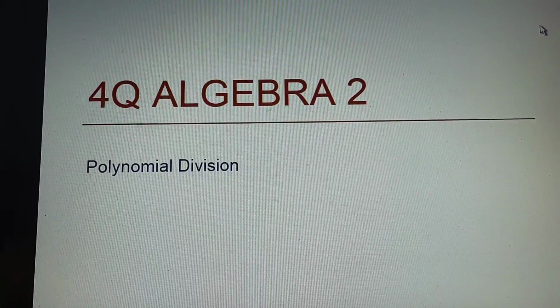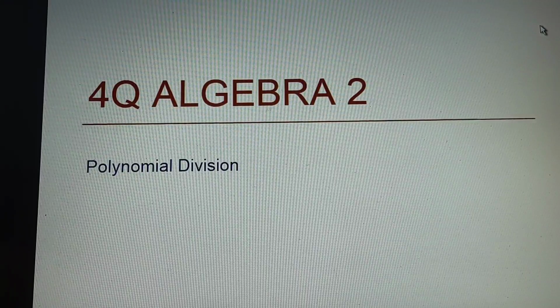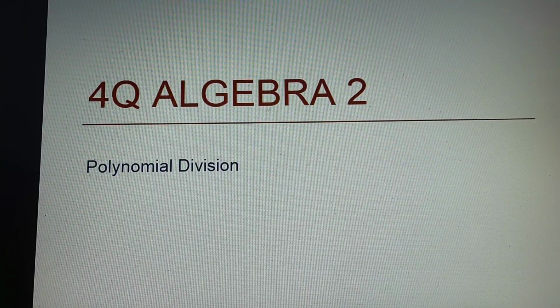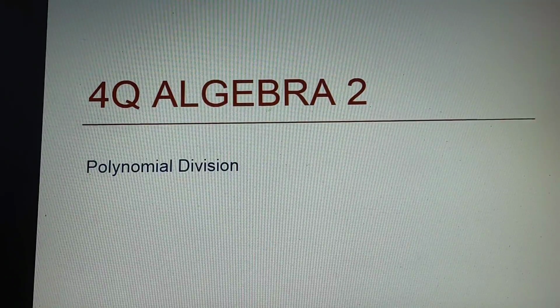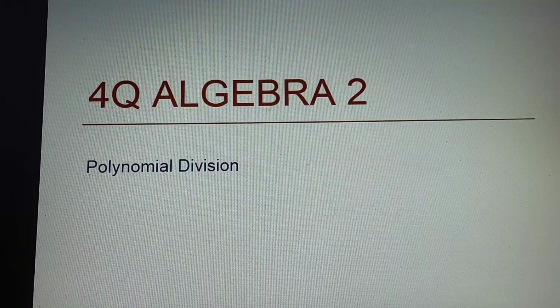All right, we are ready to get back to doing some math. Today, we're going to learn how to divide polynomials. Before I got sick and everything, we were adding, subtracting, and multiplying them. So now we're going to learn how to divide them.